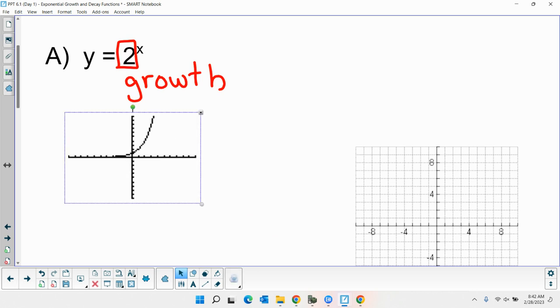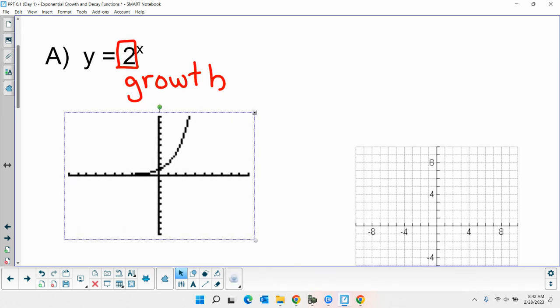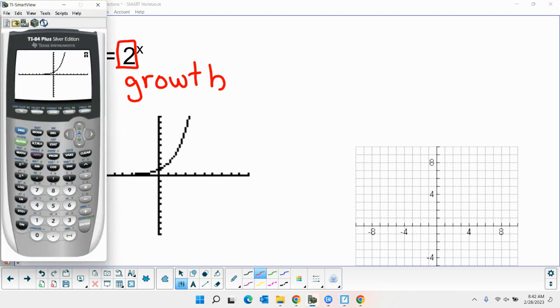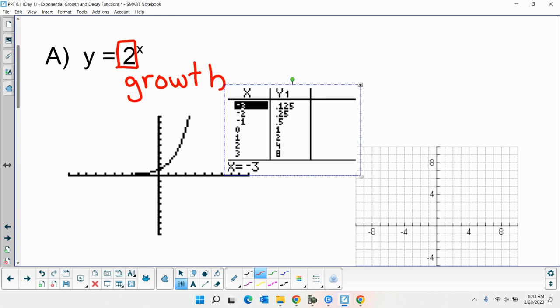If you want a table of values, wow, I don't want to start there. I want to start at, let's start at -2 and go by ones. There we go. Let's go up 1 to -3. Okay. So there's a table of values for you as well.